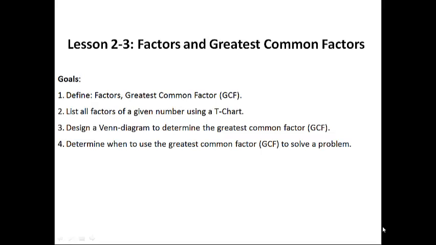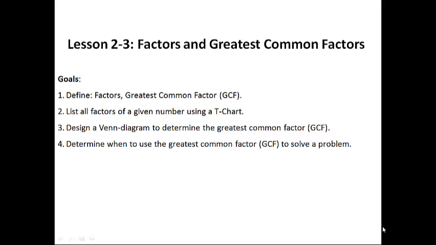The third one is going to be to design a Venn diagram to determine the greatest common factor, or GCF. Again, I will show you. And number 4, you need to determine when to use the greatest common factor to solve a problem. This is probably the most important, okay? To be able to tell the difference between greatest common factor and least common multiple is very important. We said that LCM was used to decide when something needs to happen at the same time again. So you will learn what greatest common factor is in a minute.